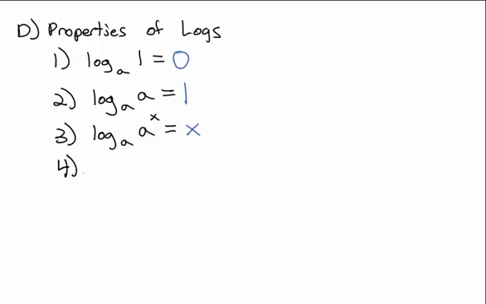And one we don't see very often, but it works much the same way, is a raised to the log base a of x. Again, the base of the exponent and the base of the log are the same, so we're just left with the guts of x. So these are the 4 basic primary properties that you should know about logs.